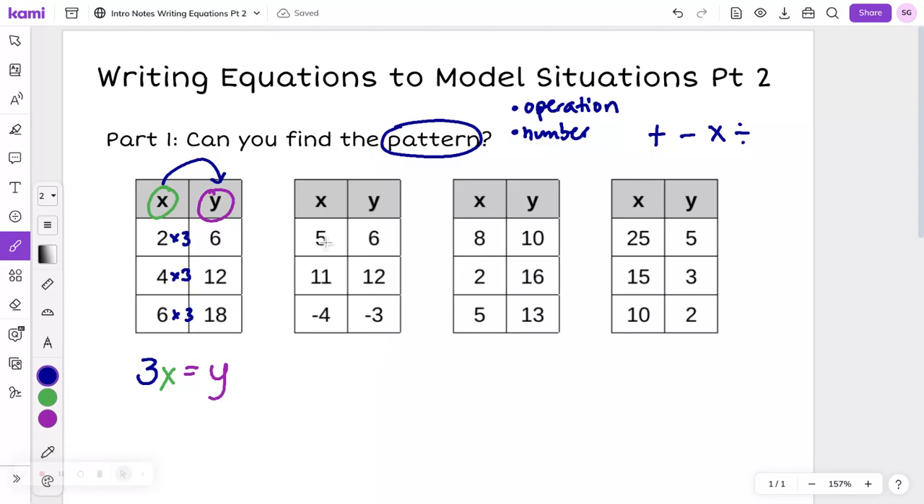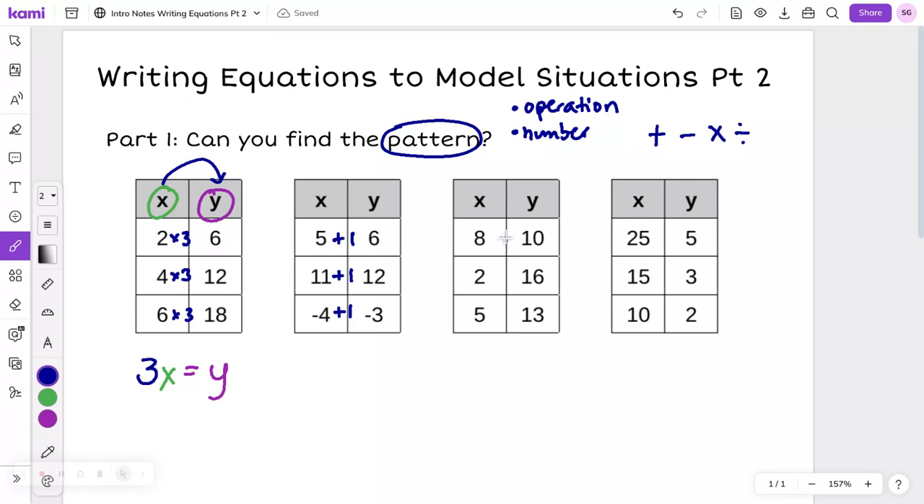For this next table, 5 goes to 6, 11 goes to 12, negative 4 goes to negative 3. That pattern is adding 1 each time. In this third table here, 8 goes to 10, 2 goes to 16, 5 goes to 13. I think this one is the hardest one because maybe you try addition and that doesn't work. You try multiplication, but that doesn't work for the whole table.